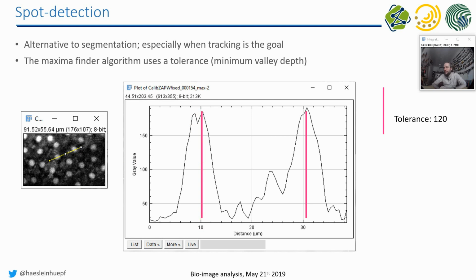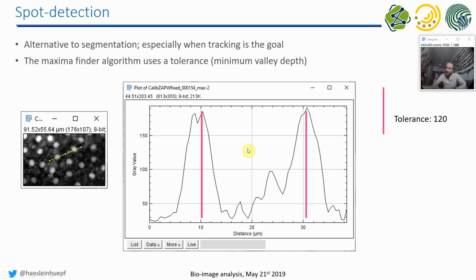If you enter a tolerance of 120 in these algorithms which ask for such a parameter, it will not tolerate any maxima which are not as far distant from each other as 120. So in simple words, between two maxima there must be a valley where the lowest point is at least 120 away from the maxima. Otherwise, the maxima would not be determined or recognized as actual maxima.